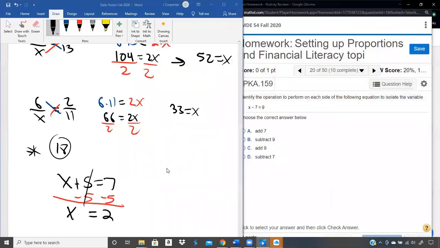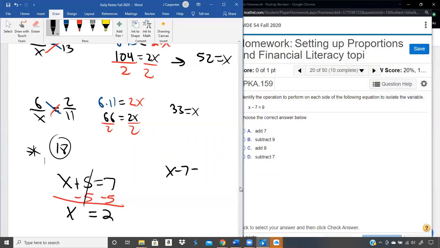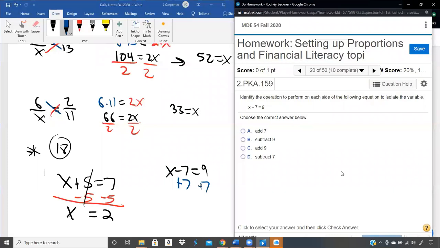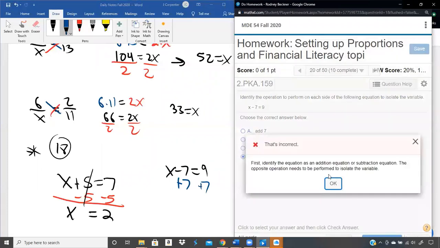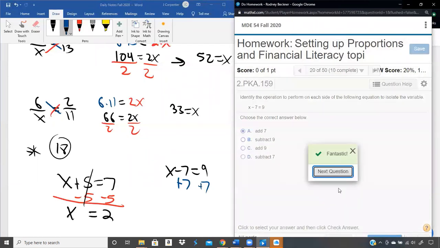Similar here, x minus 7 is equal to 9. Because we want the variable isolated, we want this by itself. This minus 7 has got to go. Because that's a minus 7, to move it, we add 7 to both sides. So answer A again. You don't believe me? Oh, subtract 7. Let's try it out. Nope. Cool.